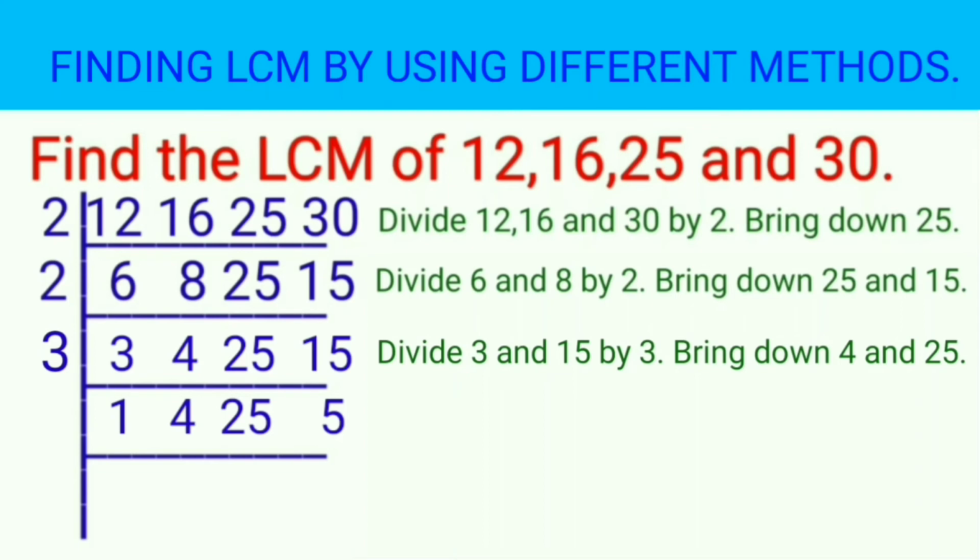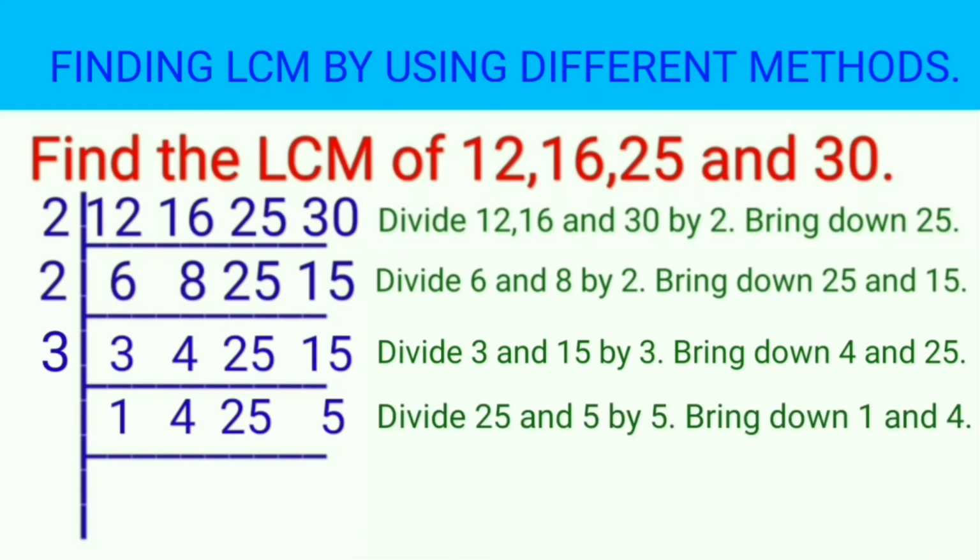Divide 25 and 5 by 5. Bring down 1 and 4. Bring down 1. Bring down 4. 5 times 5 is 25. 5 times 1 is 5. The quotients 4 and 5 have no common factors.